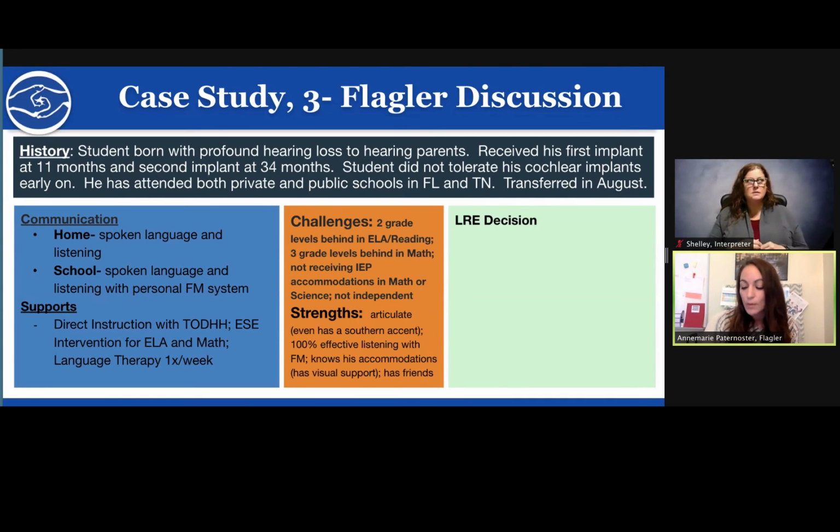He does know what his accommodations are. He actually carries a nice visual support. So in the event that his math and science teacher isn't doing what he needs to be done, he can advocate for himself that way. One of the biggest things that his parents did comment on was that he has friends. He comes home and he talks about the friends that he's making at our school. And that's something that they were not seeing before in his past.